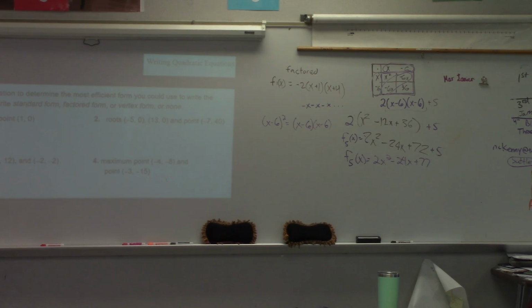So as a small group, you'll just put number 1 and you'll put which form it is. So when we look at number 1, do you think we're going to use standard form, factored form, or vertex form, or maybe even none? So maybe we're not going to write that equation because it would be too hard. Number 2, do you think we're going to use standard, factored, or vertex form to write that equation, or are we just not going to do it because it's too hard?